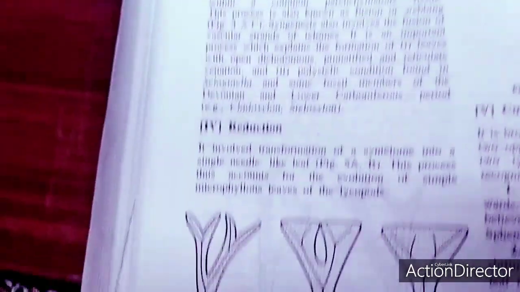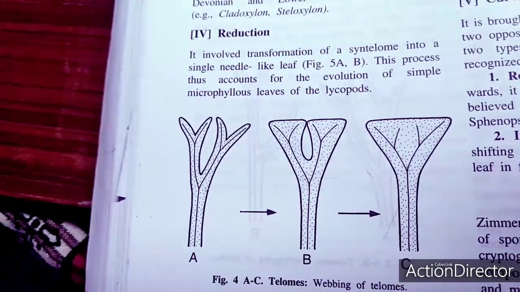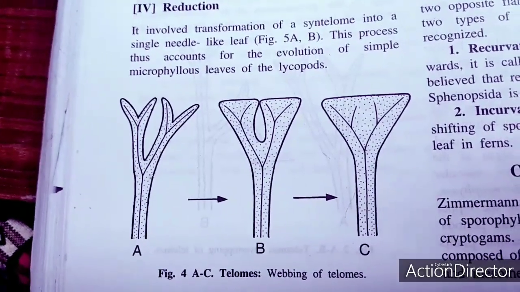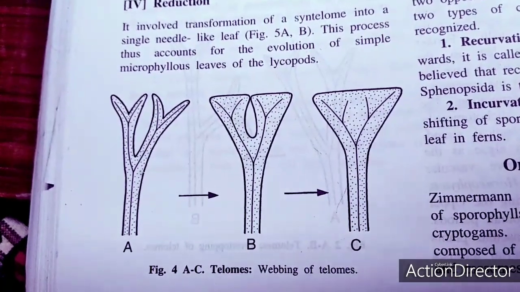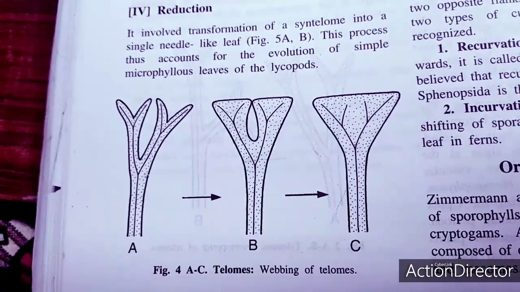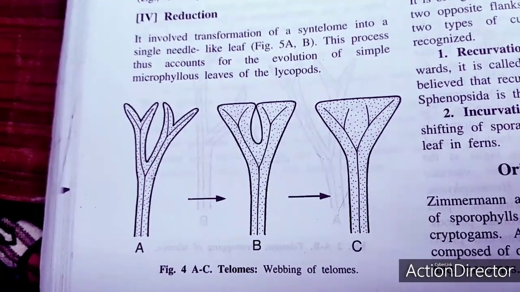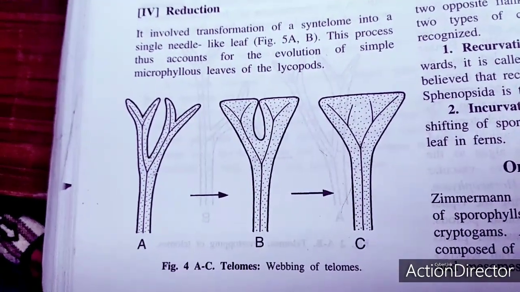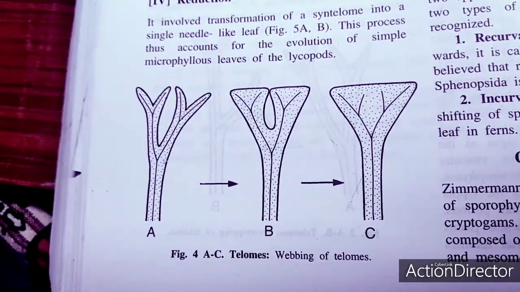The other type is called syngenesis. In syngenesis, the telomes and mesomes came to lie with one another with common parenchymatous tissue, known as fusion as well as webbing. So this is a structure showing the webbing, which is known as webbing or fusion. Syngenesis also involved the fusion of vascular strands of telomes. It is an important process which explains the formation of leaves with open dichotomous, pinnatifid and reticulate venation. The polystelic condition is found in Selaginella and in fossils of the Devonian as well as the lower Carboniferous period, like Cladoxylon as well as Stauroxylon. So these are recognized at this point.